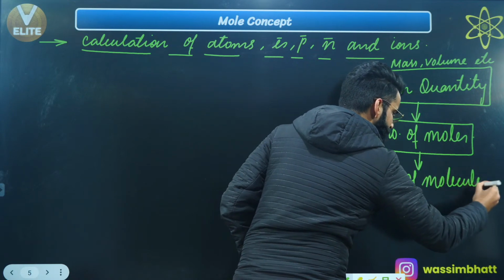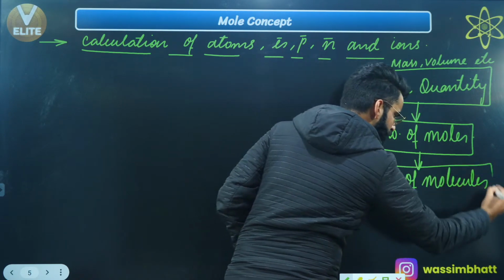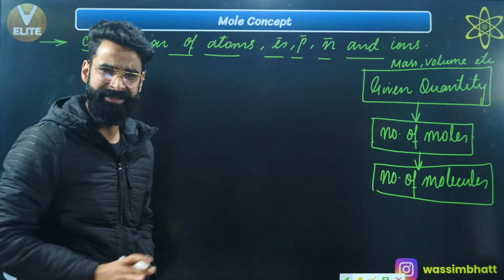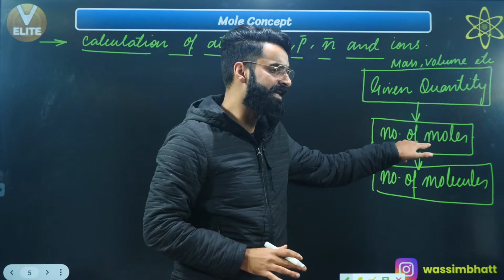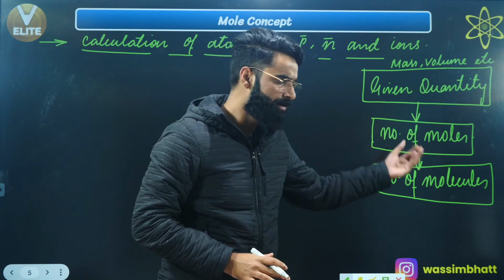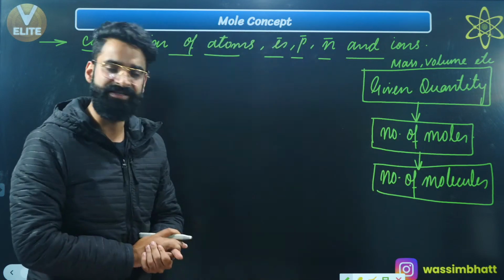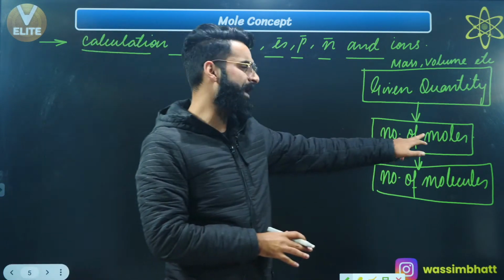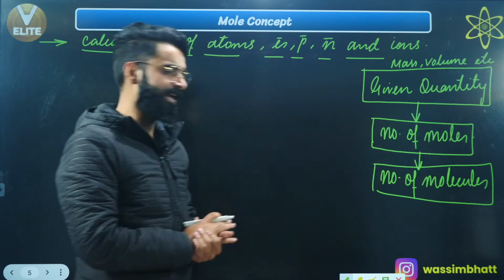And in the last session we discussed how to convert number of moles into number of molecules. It is simple. You just need to multiply the number of moles by Avogadro's number. You will be getting the number of molecules. As simple as that, right? You'll be simply multiplying number of moles with Avogadro's number, and you'll be getting the number of molecules.